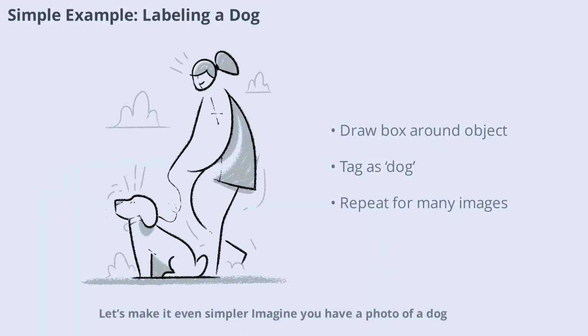Let's make it even simpler. Imagine you have a photo of a dog. Data labeling means drawing a box around the dog and tagging it as dog. Now if you do this for thousands of images, the AI learns what a dog looks like. It's like showing flashcards to a child until they get it right.